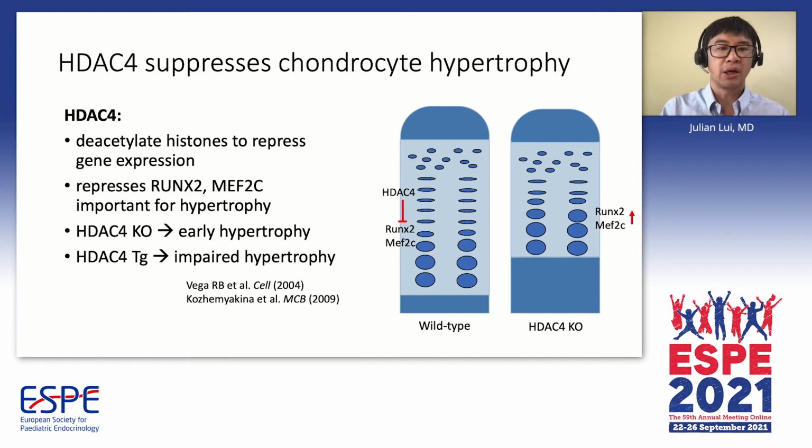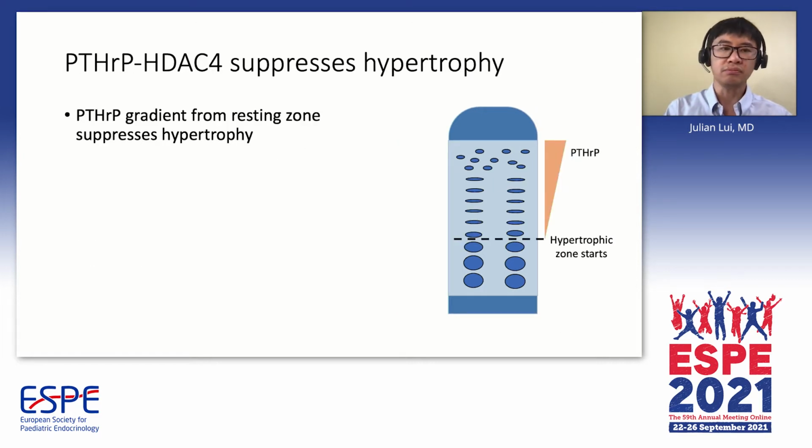And so you can imagine the lack of HDAC4 in the knockout leads to upregulation of these transcription factors, therefore leading to early hypertrophy, while too much HDAC4 in the transgenic leads to suppression of these genes, therefore causing delayed or impaired hypertrophy. And more recently, it's been found that HDAC4 is involved in mediating the effect of parathyroid hormone-related peptide, or PTHrP, in suppressing chondrocyte hypertrophy.